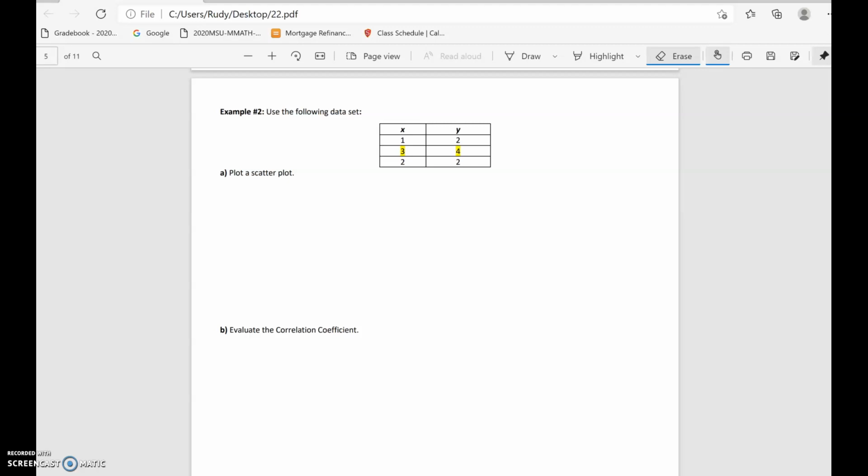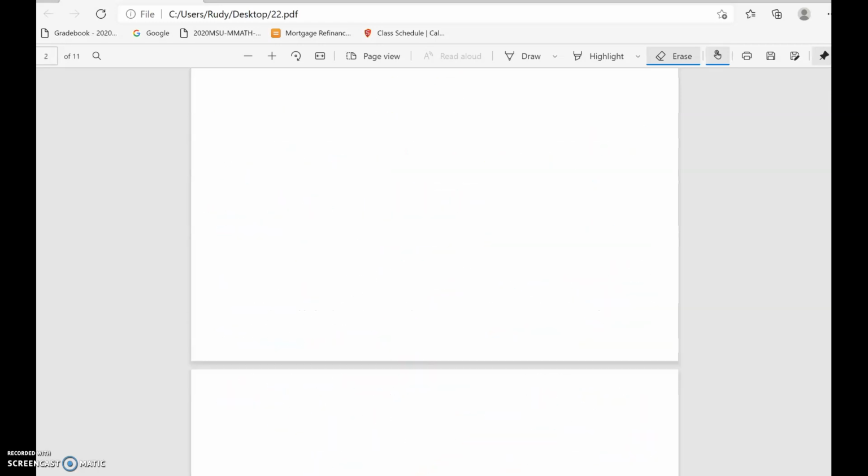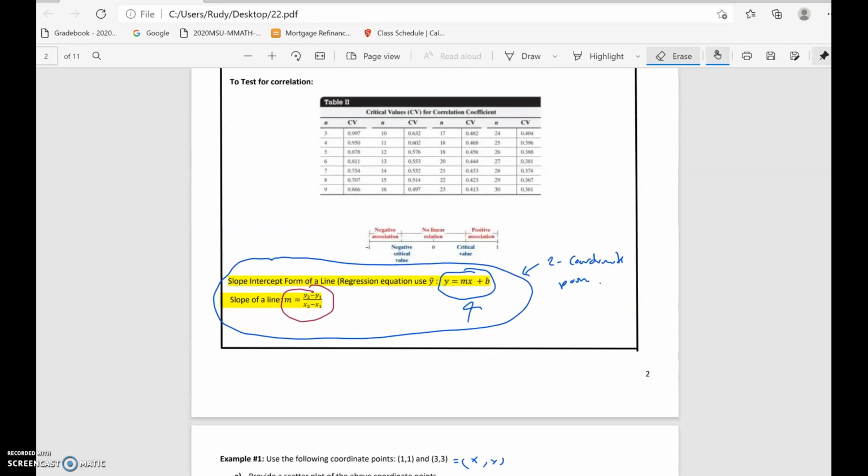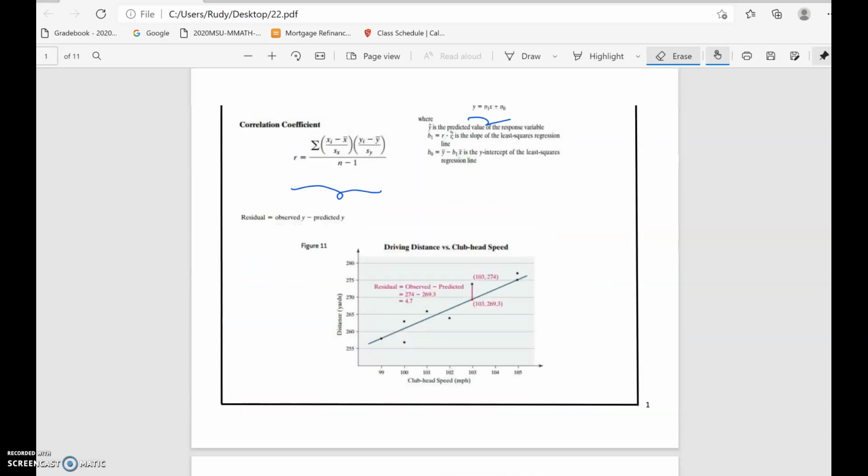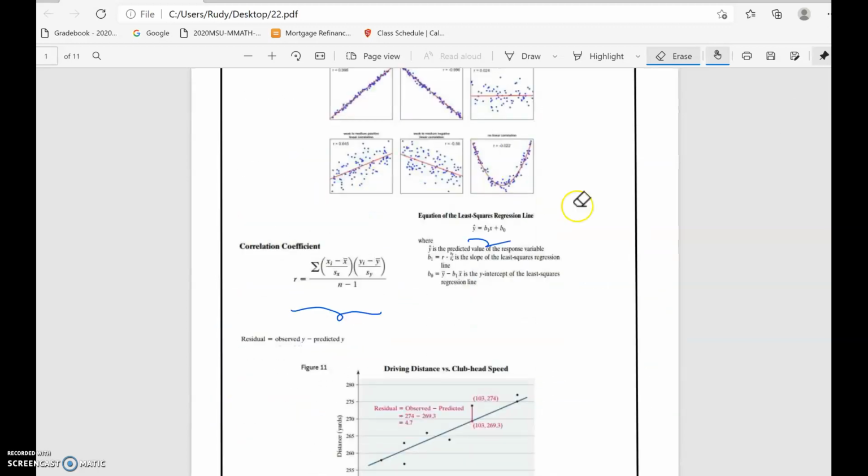Hi class, let's take a look at example 2. Now example 2 is going to be a little bit more complex because it technically has a total of 3 coordinate points. Let me go back to the formulas. If you're using a total of 2, then the appropriate formulas are here. But when you have more coordinate points, then it becomes a little bit messy. And then you're looking at, well, basically this equation here.